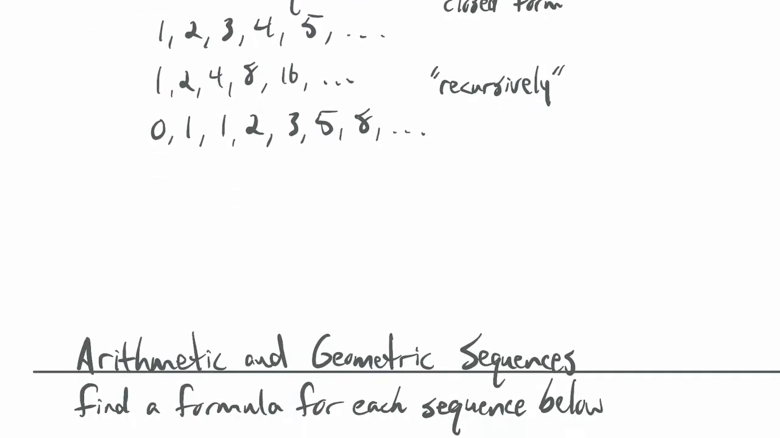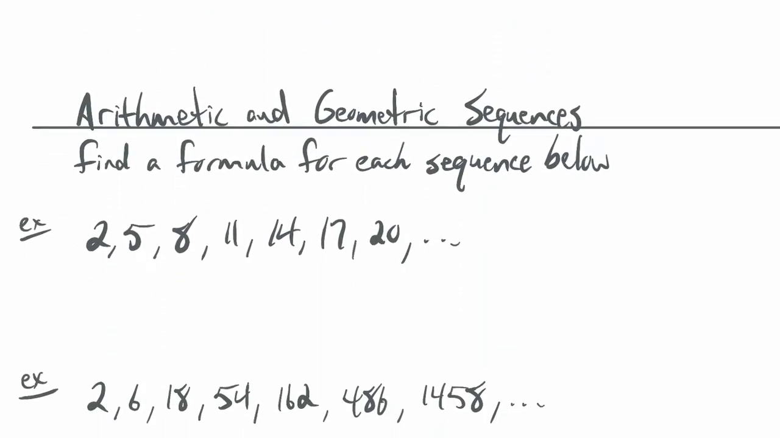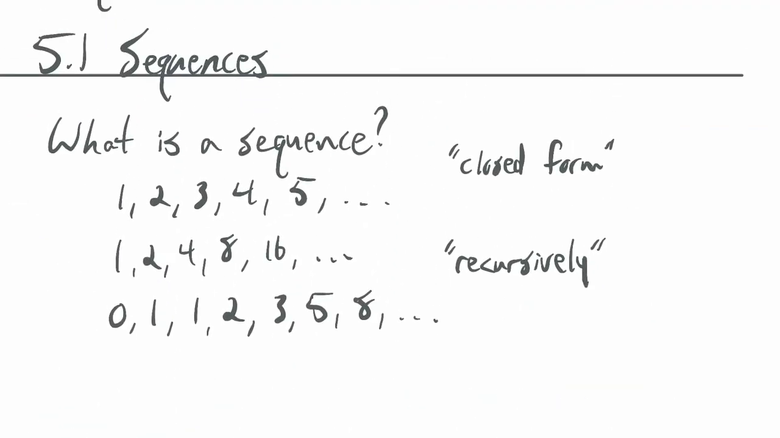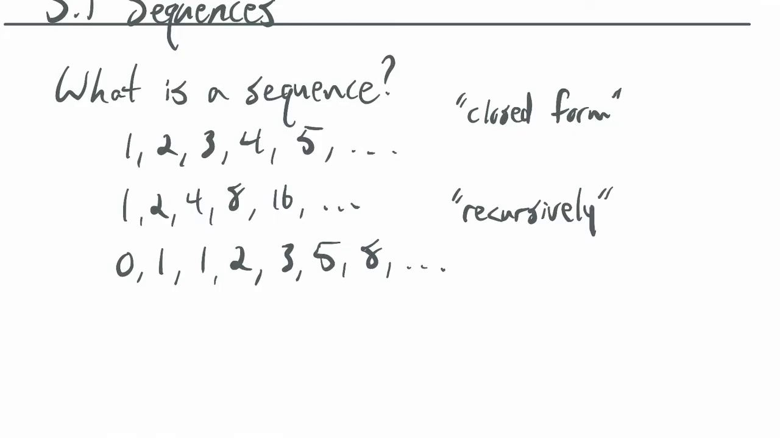Okay, so what's next? Find a formula for each sequence below. Oh, and we're going to be doing primarily arithmetic and geometric sequences. Up here, the first one is arithmetic, the second one is geometric, the third one would be recursive. This is called the Fibonacci series.